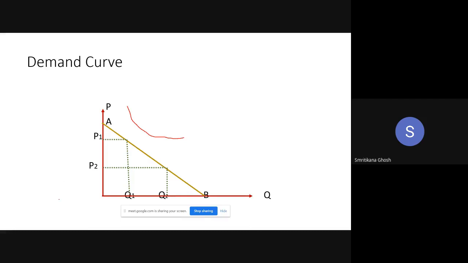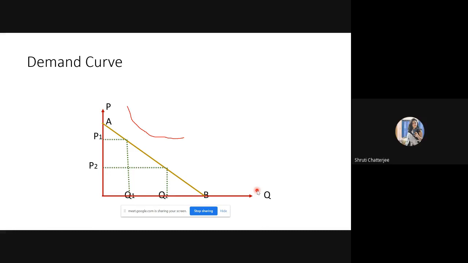Any problem with the demand curve? Ma'am, can we write QD, quantity demanded, on the horizontal axis? Yes, that is allowed, very good actually. It depends on which variable you are assuming for the quantity demanded. If it is Q, then Q. If it is QD, then QD, anything.